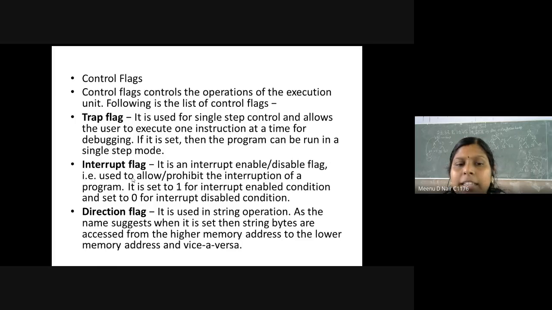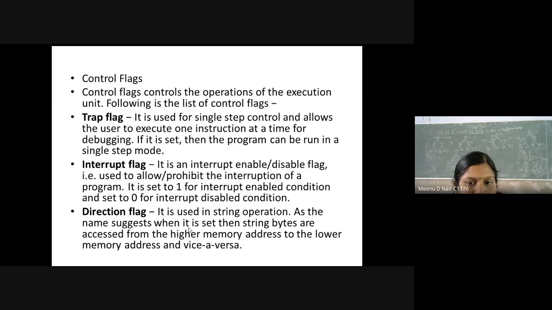Then the interrupt flag, which you can also enable or disable. It is used to allow or prohibit interrupts. If it is enabled, it will allow an interrupt, and if it is disabled, you cannot access an interrupt. External unit communication happens only through the interrupt. So if it is enabled, it can access an external unit. If it is disabled, you cannot access an external unit, or an interrupt cannot be given to the system.